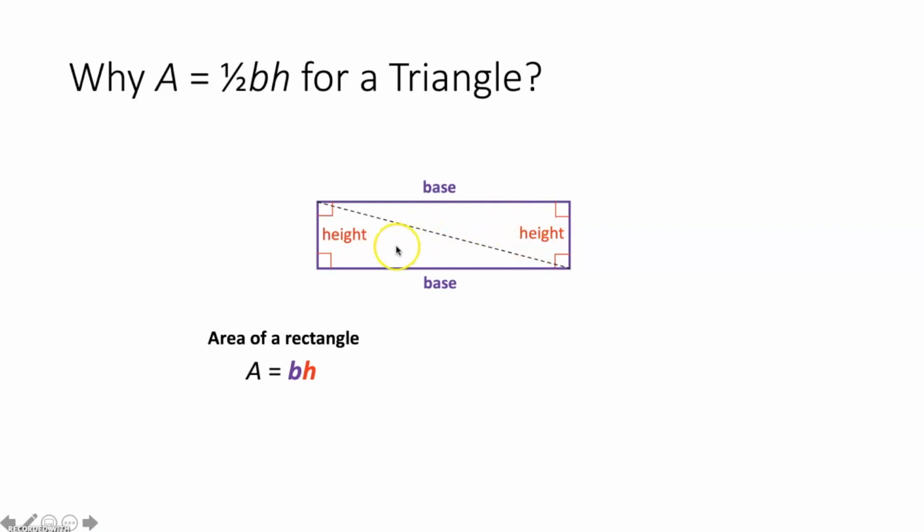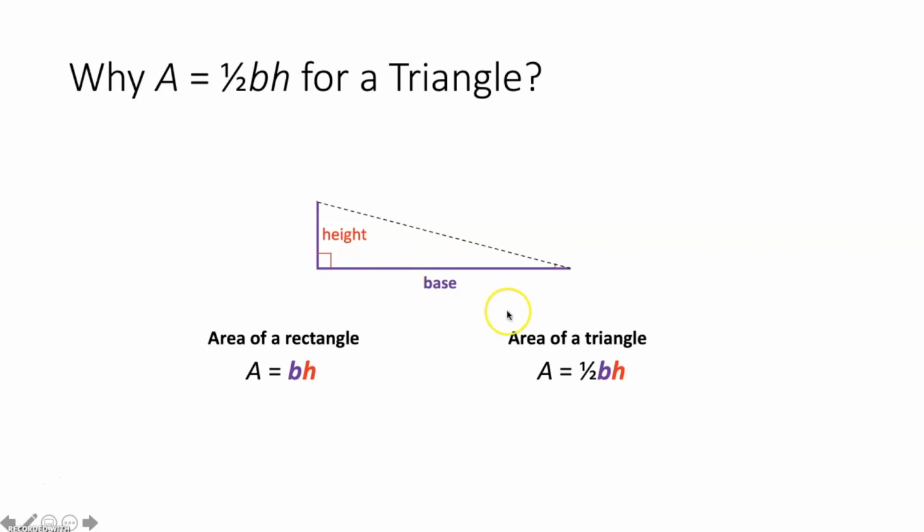And because we have two right triangles, we know that each of these triangles contains half of the area of this rectangle. Meaning, if I wanted to find the area of just one of these right triangles, what I would do is take the area of this rectangle and multiply it by 1/2 or divide it by 2. So the area of one of the triangles then would be 1/2 base times height. That's where the area of a triangle formula comes from.